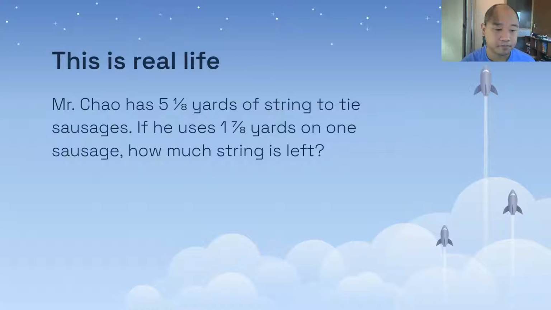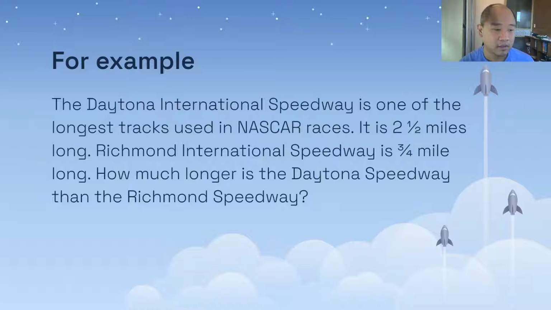Okay. Your turn. The Daytona International Speedway is one of the longest tracks used in NASCAR races. It is 2.5 miles long. Richmond International Speedway is 3/4 mile long. How much longer is Daytona than Richmond?